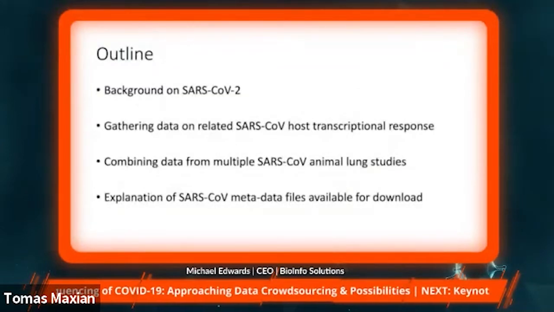This next slide is just an outline of some of the topics I'll be discussing in the next couple of videos. To start off with, I'm going to give you some background on SARS-CoV-2, how it infects its target cell, and what are some of the cellular responses to that infection. I will also give you the rationale for why we used a related strain of virus, SARS-CoV, as a surrogate for infection for the current epidemic.